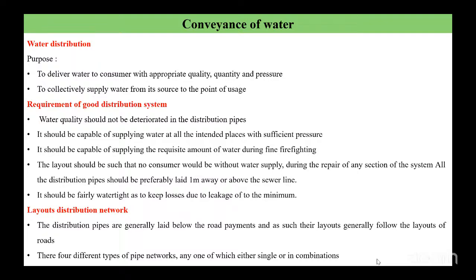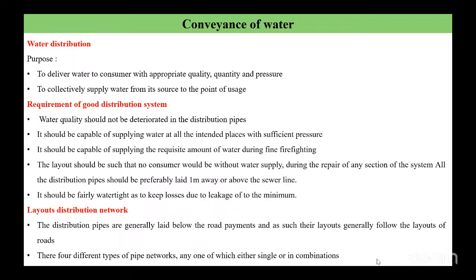So, layouts of the distribution network. So what is this? What are these layouts? The distribution pipes are generally laid below the road pavements. As we see, the construction people or the mining people place many pipes underneath the ground, particularly in the road areas, in order to distribute the water reaching all the ways possible. And as such, their layouts generally follow the layouts of the roads. Of course, this is the main thing we generally follow. If there is a good distribution of pipes, it has to follow the roads.